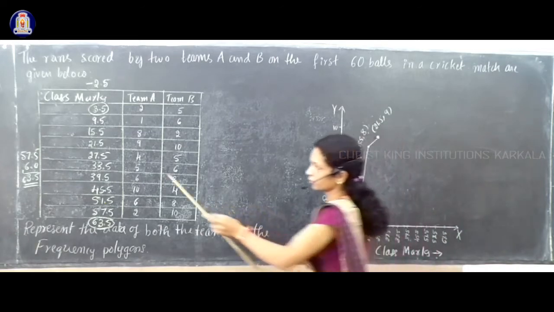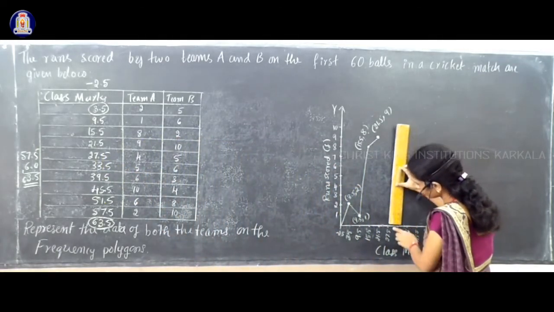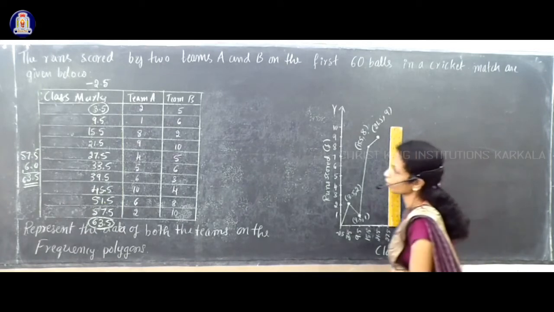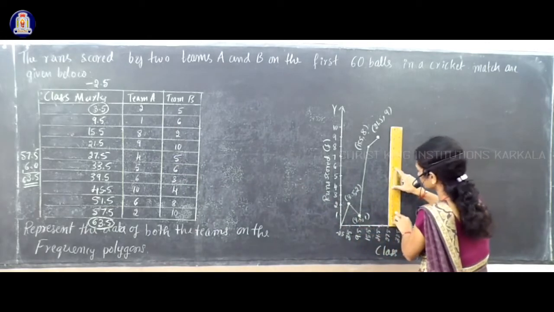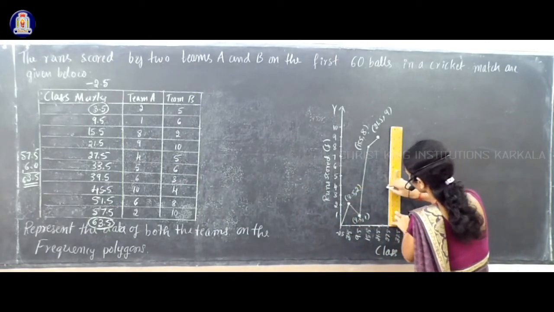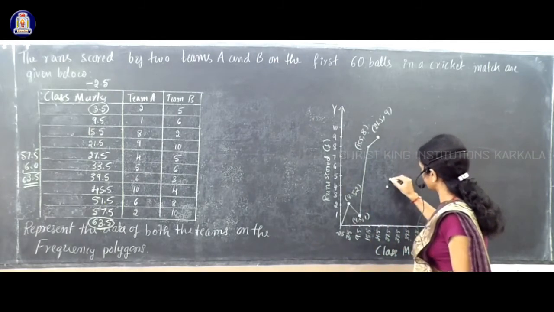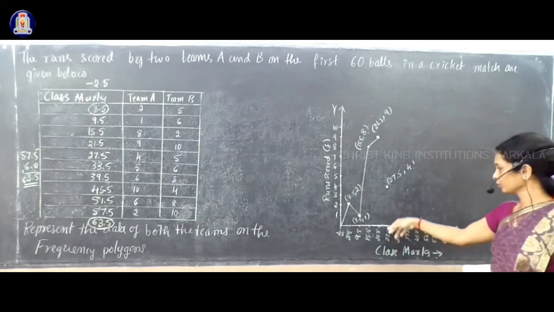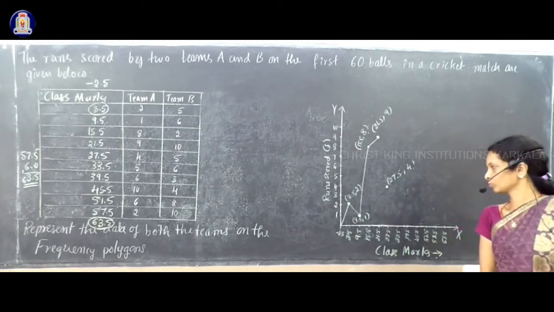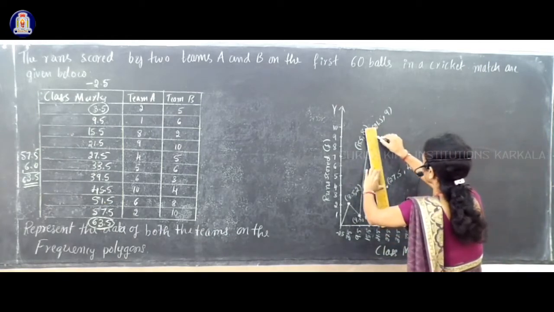Next class mark is 27.5. That is here. After 27.5 you have to move up to how much? You have to move up to 4. It is here, and highlight that point and write the coordinates 27.5, 4. In that we moved up to 4. So 27.5, 4. And join that with the previous point.